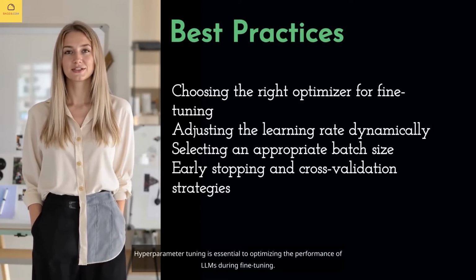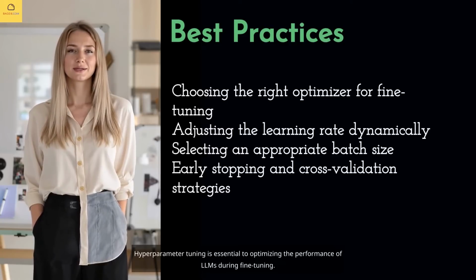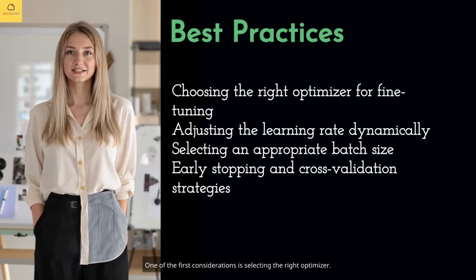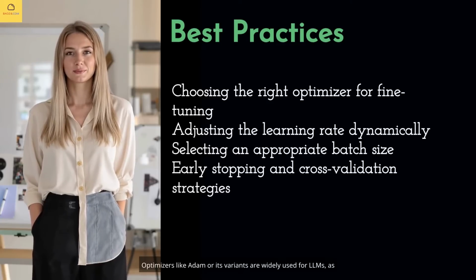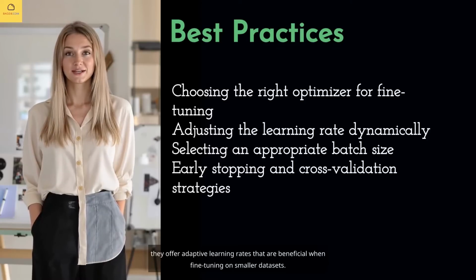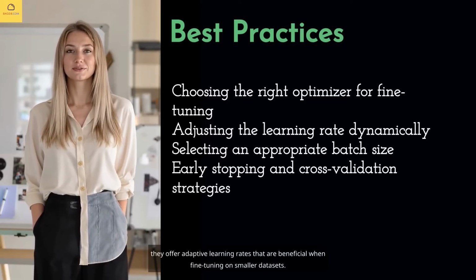Hyperparameter tuning is essential to optimizing the performance of LLMs during fine-tuning. One of the first considerations is selecting the right optimizer. Optimizers like Adam or its variants are widely used for LLMs, as they offer adaptive learning rates that are beneficial when fine-tuning on smaller datasets.